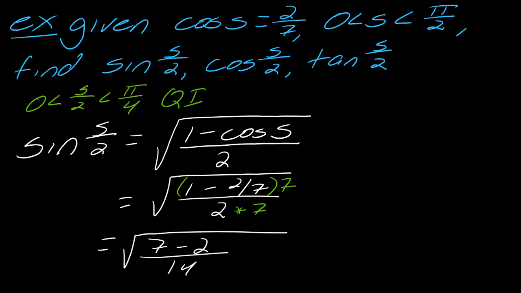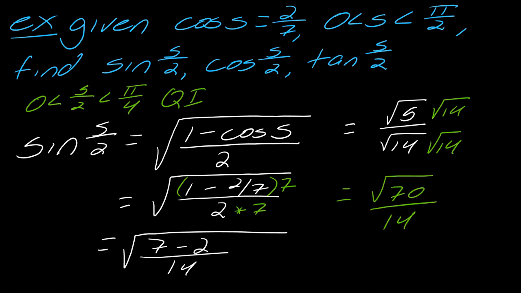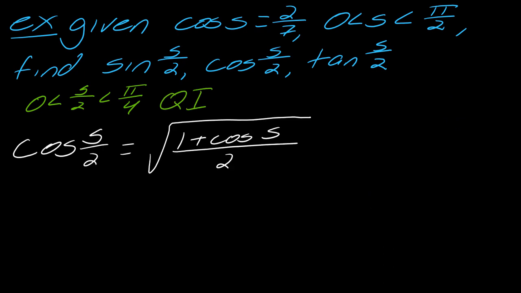7 minus 2 over 14, and I'm taking the square root of all that. So of course I get square root of 5 over square root of 14, and then you've got to rationalize, so you multiply the top and bottom by the square root of 14 to get square root of 70 over 14. Okay, so that's sine of s over 2. So now let's pivot to cosine of s over 2.